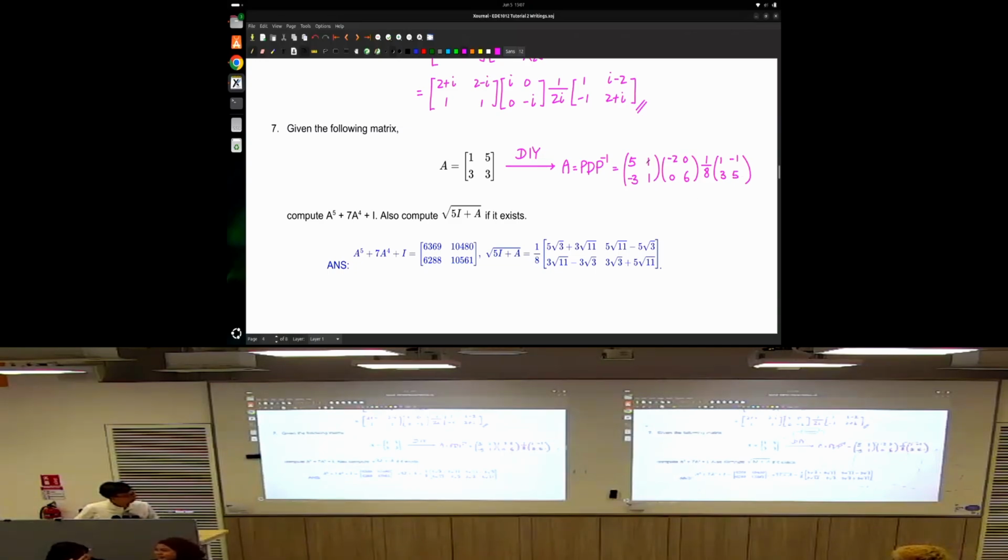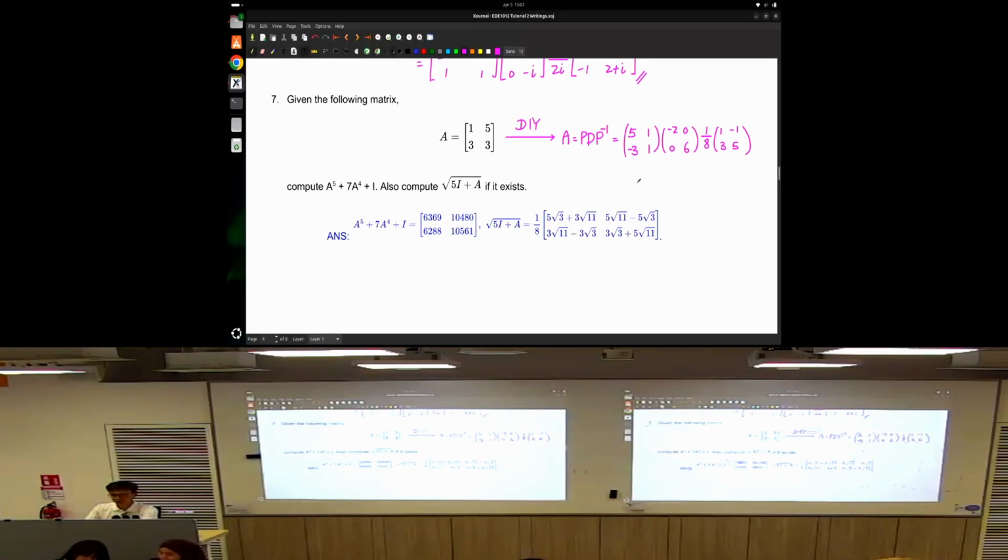Do you get the values here? The eigenvalues will be -2 and 6 respectively. Then the eigenvectors are here. So, how do we get A to the power of 5 plus 7A to the power of 4 plus I? It's really just making use of the diagonalized form, because A is PDP inverse.